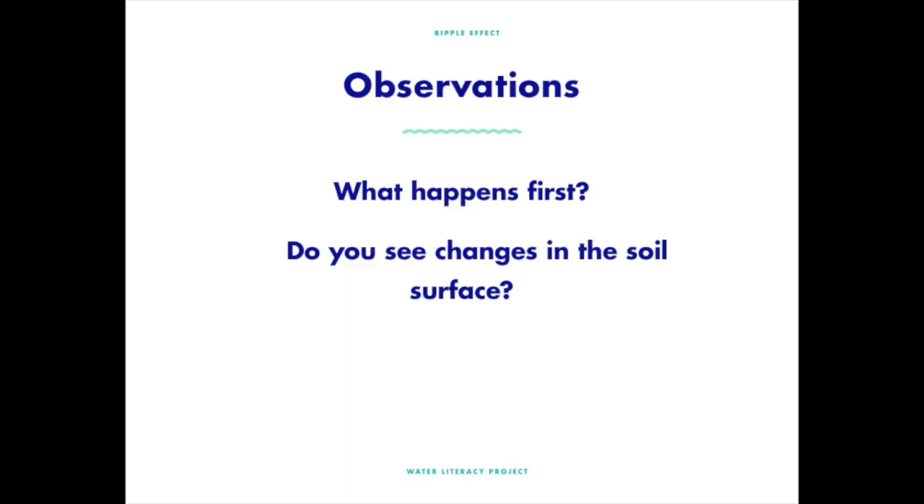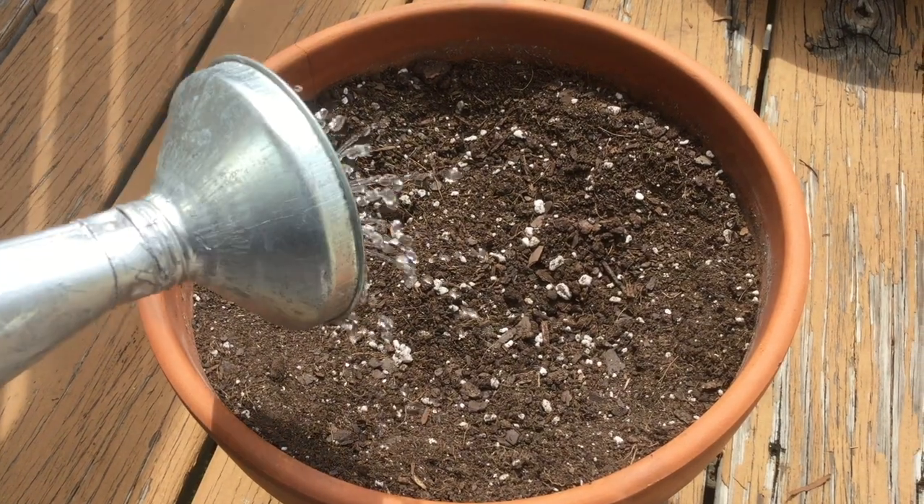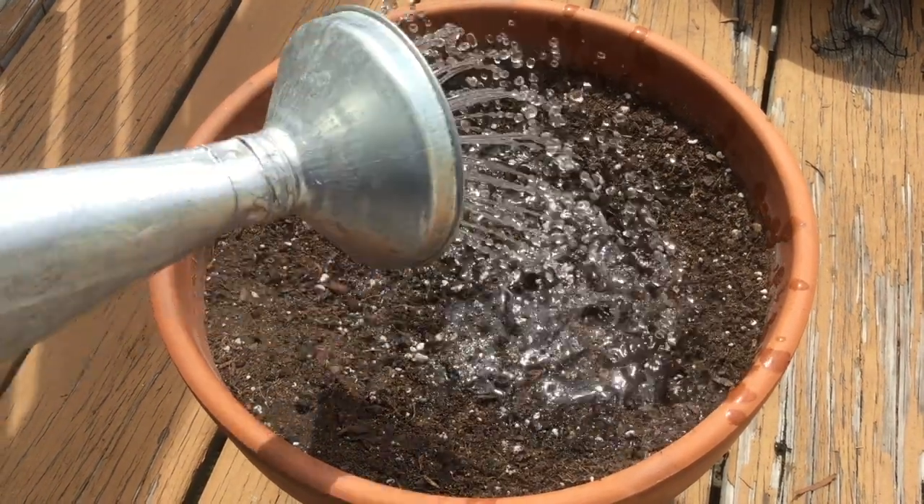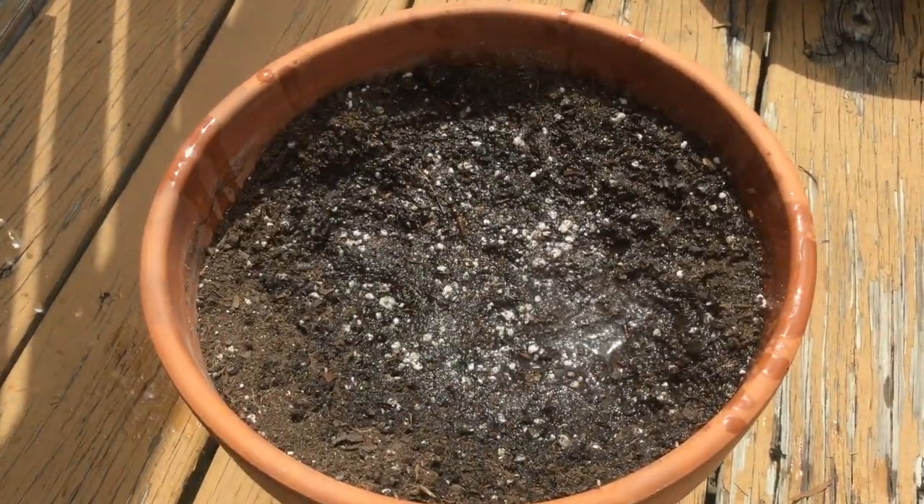As I pour the water over the dirt, I want you to make observations. What do you notice first? What kind of changes do you see in the soil surface? Let's take a look. I'm seeing part of the soil break away. It's leaving these little dips. Can you see that?